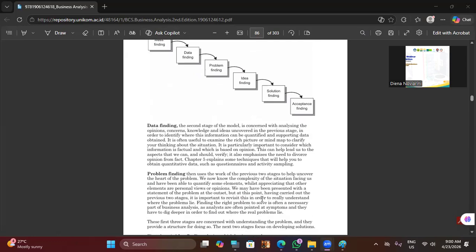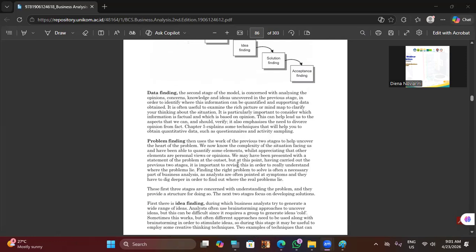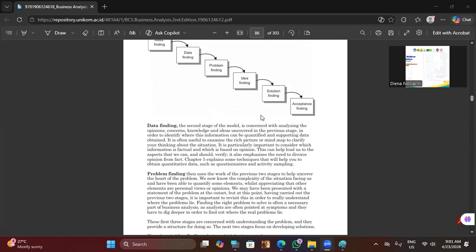We know the complexity of the situation facing us and have been able to quantify some elements, whilst appreciating that other elements are personal views or opinions, and we may have been presented with a statement of the problem at the outset. Finding the right problem to solve is often a necessary part of business analysis, as we analyze and point out symptoms, and have to dig deeper in order to find out where the real problem is. After problem finding, we need to extract into idea finding.